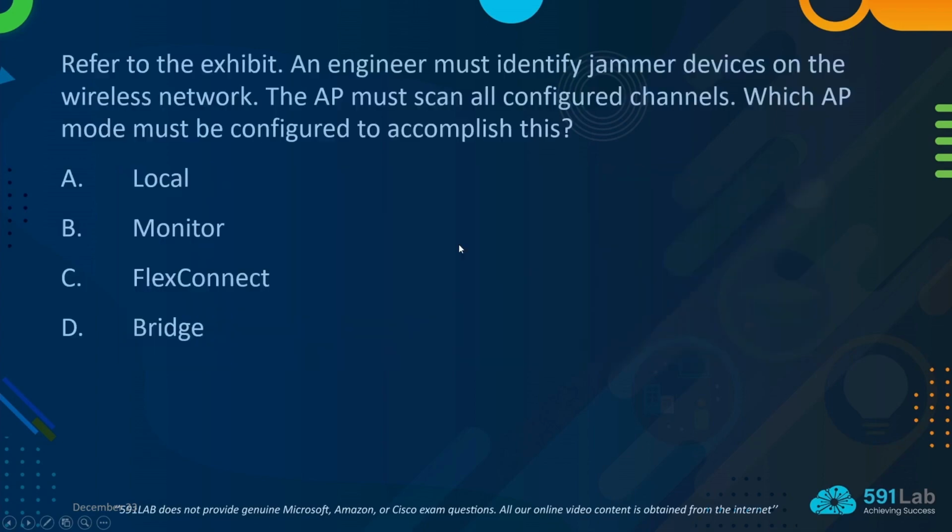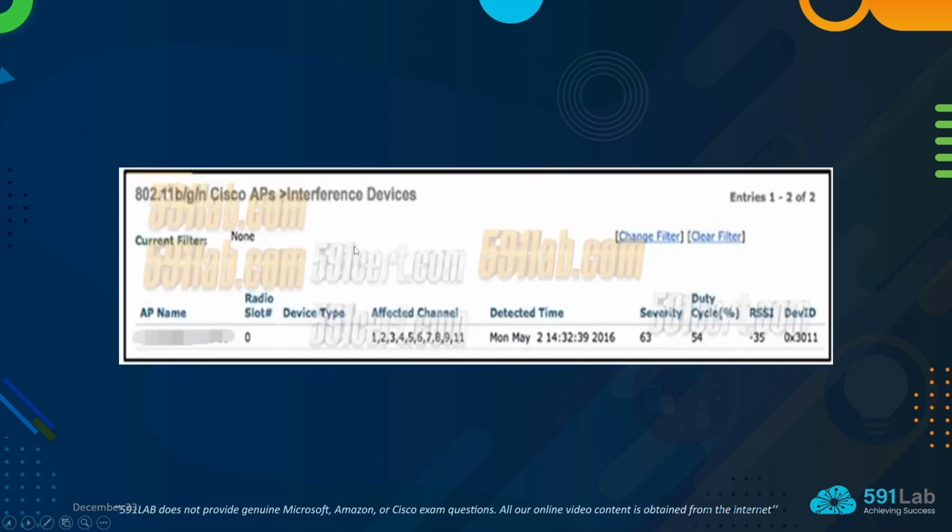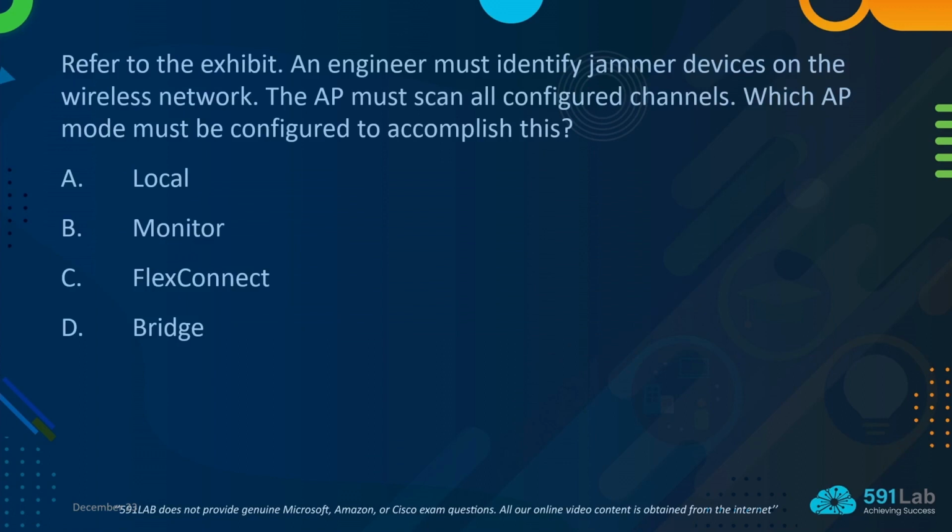This will only go off-channel scanning for milliseconds and then go back to serve other clients. So if we want an access point to be scanning all channels at the same time, or in a small sequence between them, we are going to go with the monitor mode. Monitor mode does not service any clients. Like the name suggests, it's only going to be monitoring the Wi-Fi spectrum. So the answer is B.